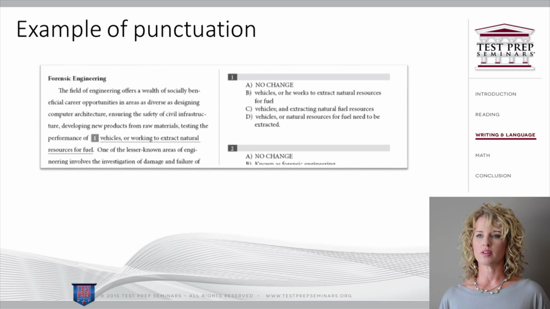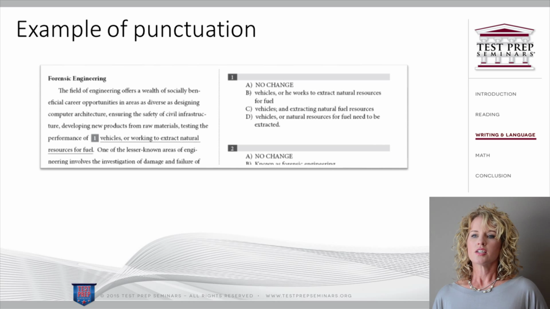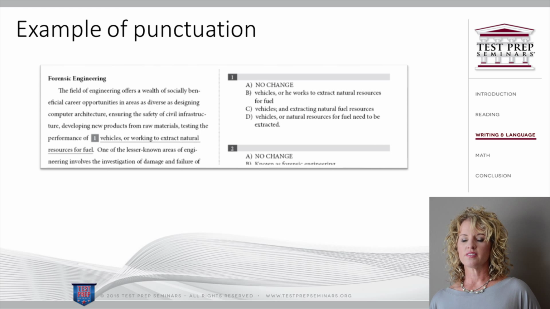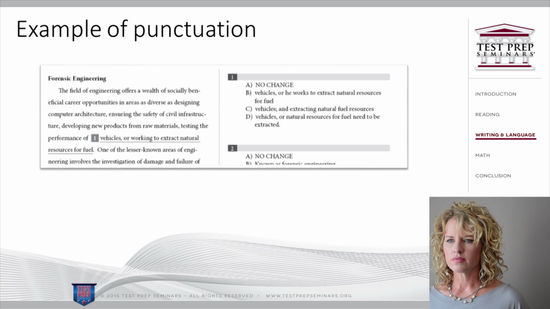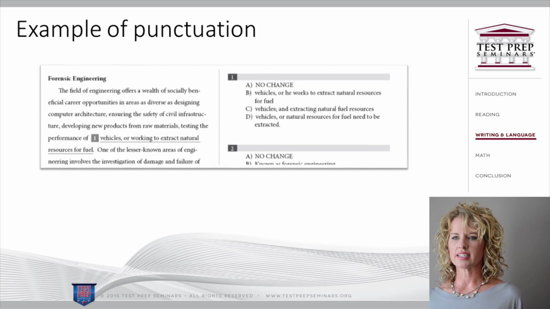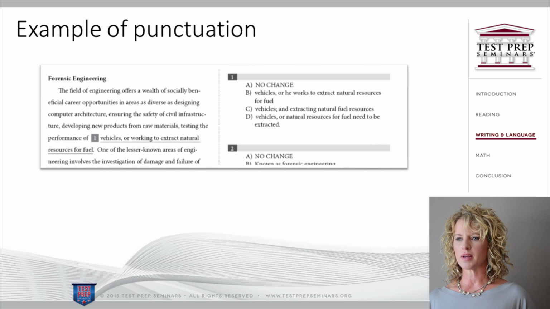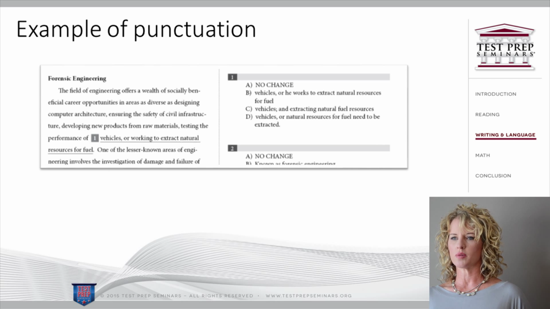Let's look at an example of punctuation right here. Again, we have this field of engineering, and it's forensic engineering. We're looking at the underlined section that's talking about vehicles. And it says, vehicles working to extract natural resources for fuel. It's a little wordy for me, and so if I go over to my answer selections, I'm like, oh, it's C. C reads so much better.